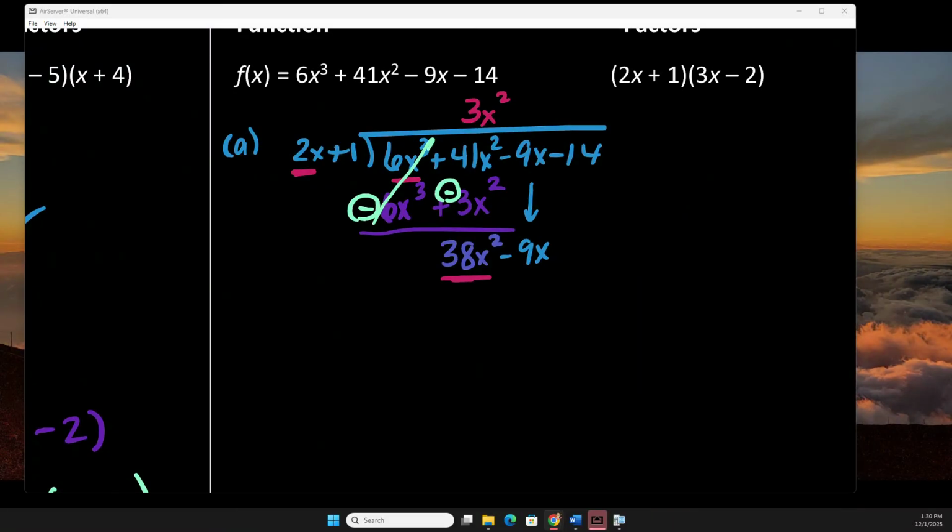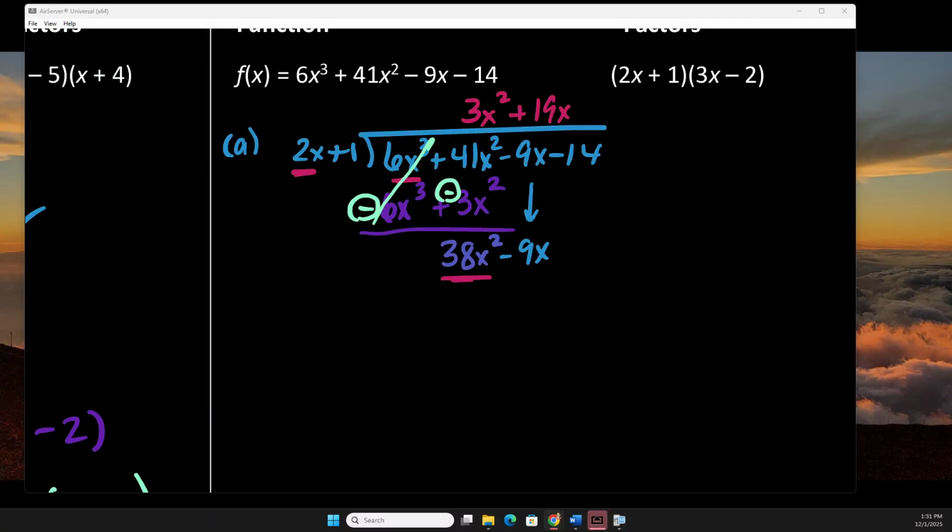But when you do the divide step, you only care about 2x and 38x squared. So what do you multiply 2x by to get 38x squared? 16x. That's what I said last class. It's not 16. It's 19x. It's alright. I'll put 32 on there.